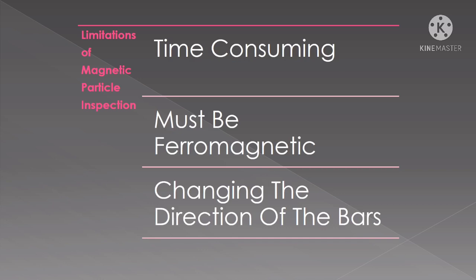Demagnetization is another issue because we had to run a magnetic current through the component in the first place. This can sometimes be difficult and time consuming. For example, demagnetizing long bars may require changing the direction of the bars with respect to the demagnetizer and the Earth's magnetic field.